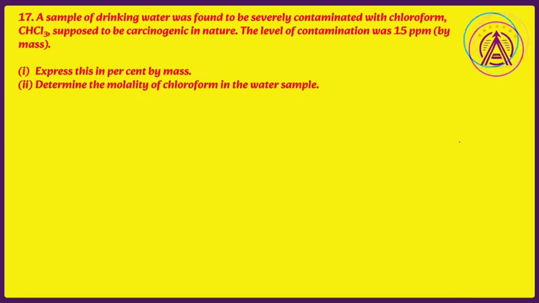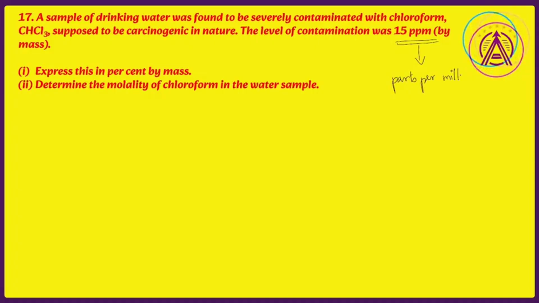Question number 17. A sample of drinking water was found to be severely contaminated with chloroform. So chloroform has a formula of CHCl3 and it is supposed to be carcinogenic in nature. That is, it is cancer causing in nature. The level of contamination was 15 ppm by mass. Okay, so ppm, I told you, we speak about concentration of any solution. I told we speak molarity, molality, mole fraction. So ppm is also one term used for concentration, and ppm basically refers to parts per million.